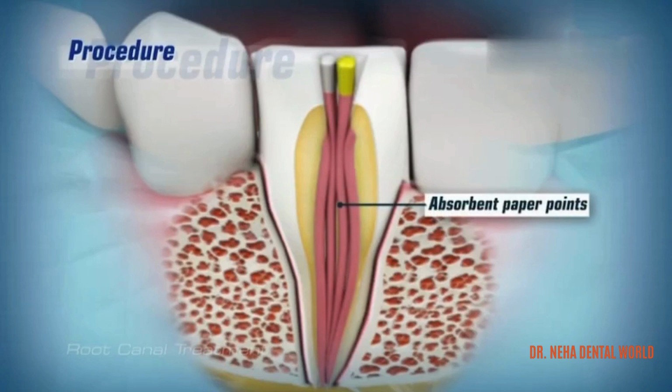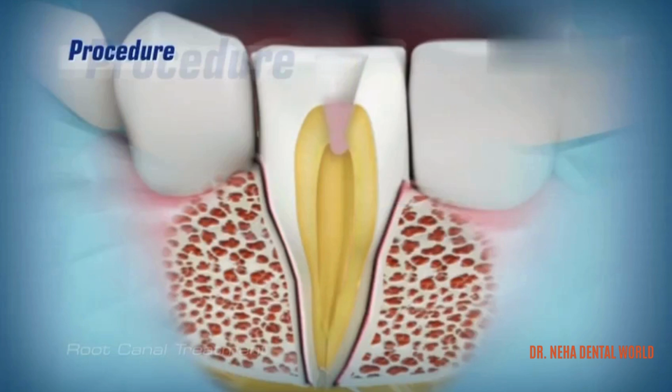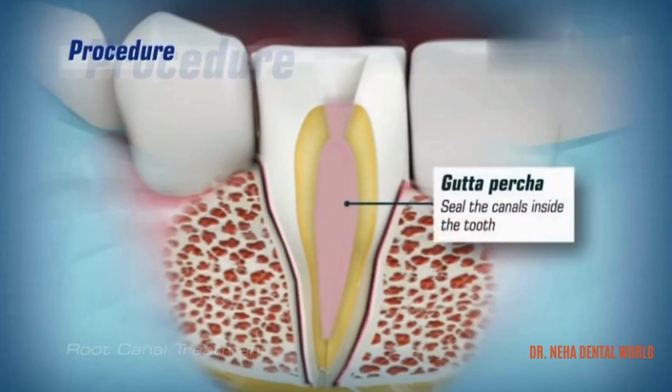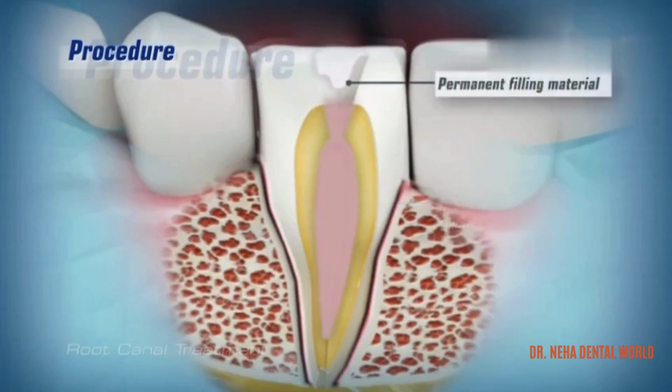After the canals have been dried, they are filled with a rubber-like substance called gutta percha. The purpose of this filling material is to seal the canals inside the tooth. The tooth is then restored with a permanent filling material.